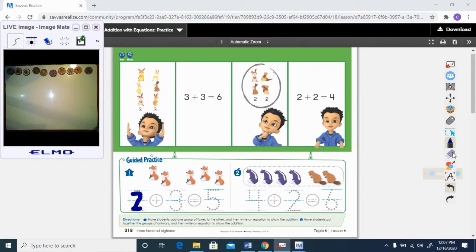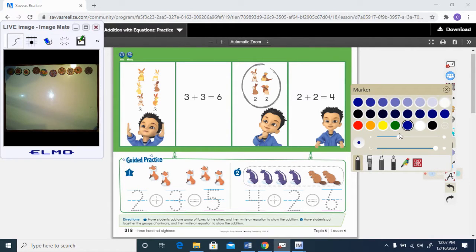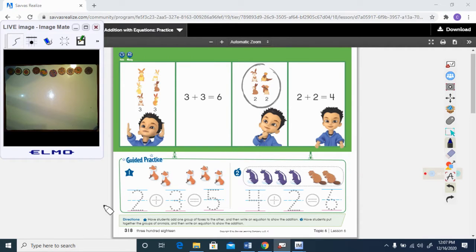And I am going to erase that and make that a little bit skinnier because that's a pretty bold line there. So we are going to write the number 2 and then we are going to bring down 1, 2 counters and put those together. How many foxes are in the next group? There are 3. We are going to write our number 3.